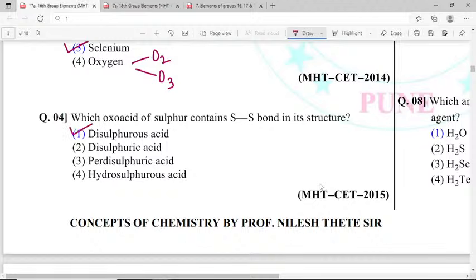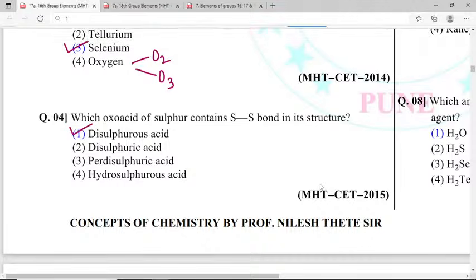Which oxoacids of sulfur contain sulfur-sulfur bond in structure? Disulfurous acid. Again the same question is repeated here. Disulfurous acid. Ending OUS stands for +4 oxidation state. Ending IC acid is +6. OUS is +4 oxidation state. Next question.